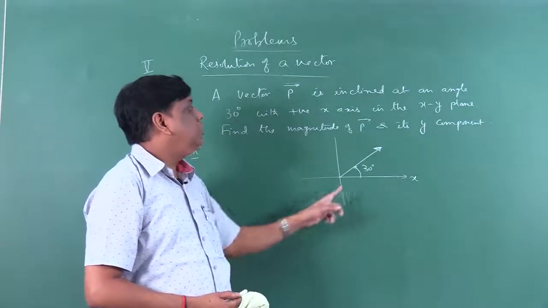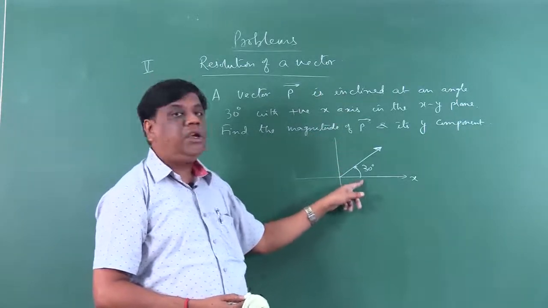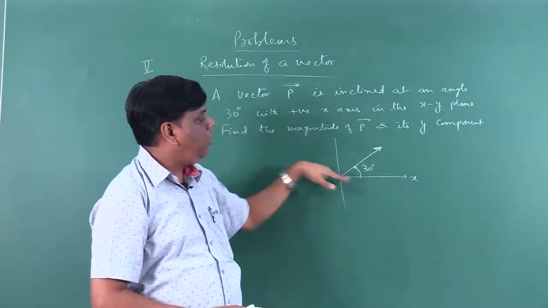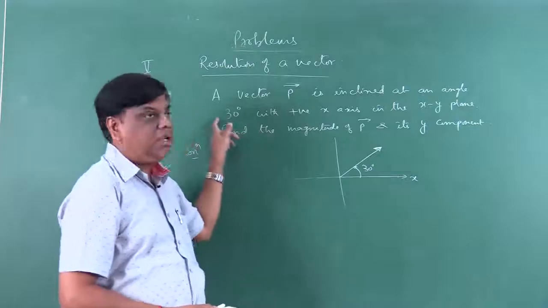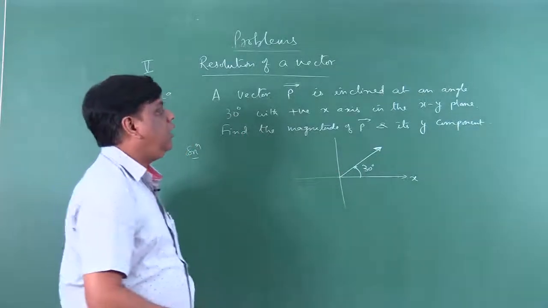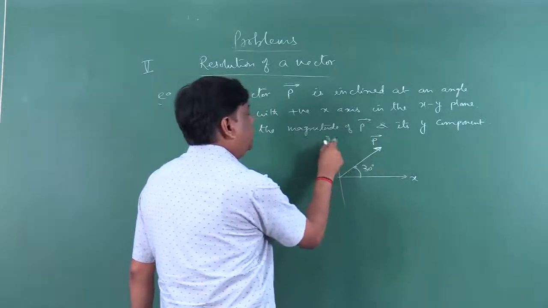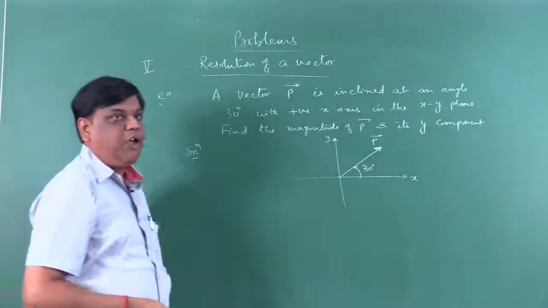What did I say? Angle measured in the anticlockwise direction is considered as positive and in the clockwise direction it is negative. So because the vector P is making an angle 30 degree with positive x axis, so two situations are this one or the downward direction. But as it is plus 30, the direction is anti-clock. So this is the vector P. This is the y axis because the vector is lying in the xy plane.